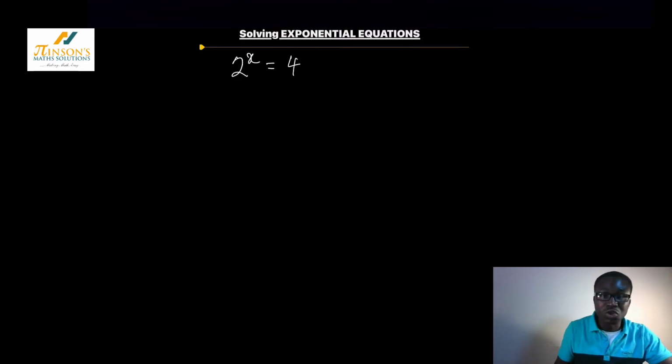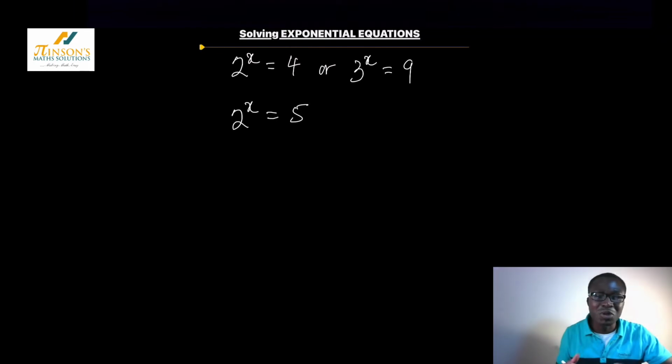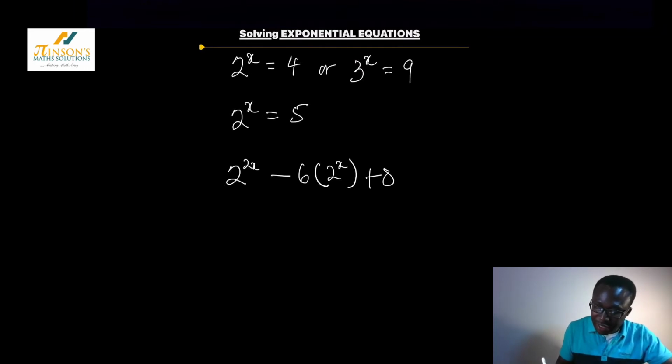For example, we could have expressions like 2 to the power x equals 4 to solve for x, or we could have 3 to the power x equals 9 to solve for x, or we could have 2 to the power x equals 5 again to solve for x, or even to make it more tricky and a little bit complex, we could have 2 to the power 2x minus 6 times 2 to the power x, and then add 8 equals 0, and you'll be asked to solve for x.